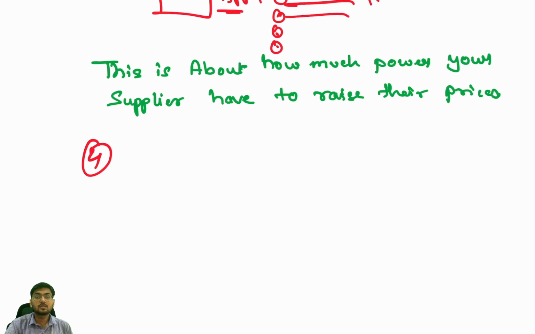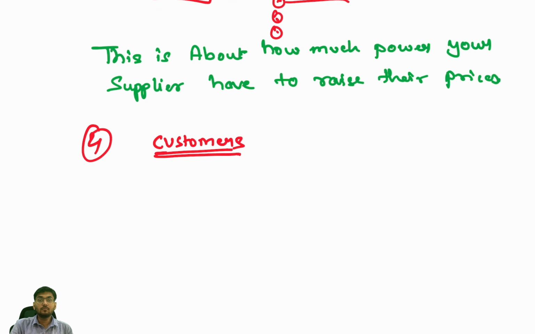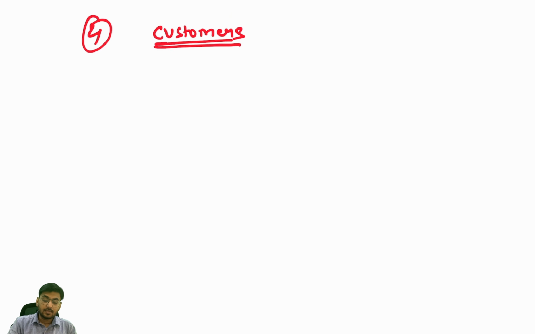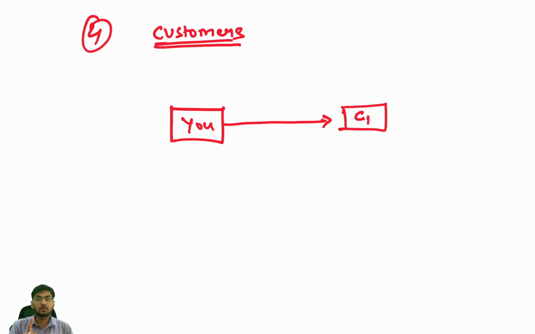Now coming to point number 4. Point number 4 is about the bargaining power of your customers, similar to the suppliers. Think as if it's you selling the goods, and now there is one situation: you will have only one customer who will purchase all your products, and in the second scenario you will have many customers.